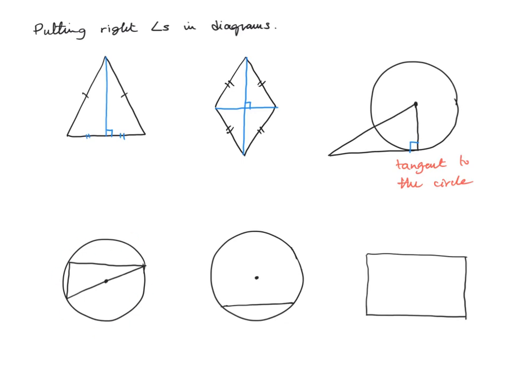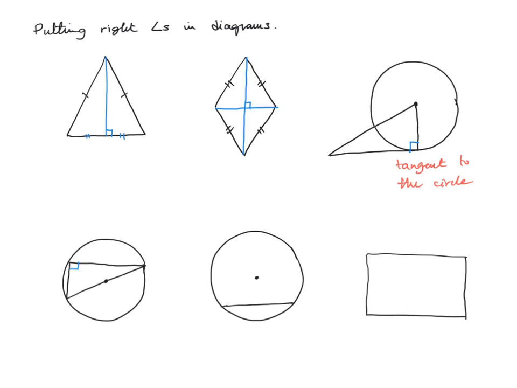Now in this circle diagram, I have a diameter, it goes through the center, and then I have two chords that have a common vertex over here, and it turns out that that angle there is a right angle. There's some geometry reasons for that, but I'm not going to get into that right now, but that is a right angle right there.